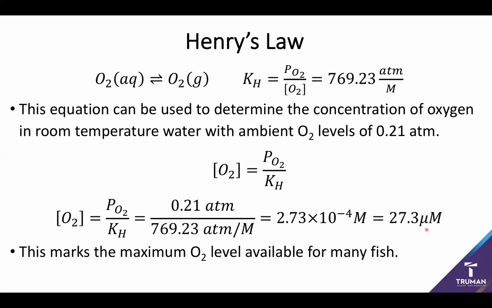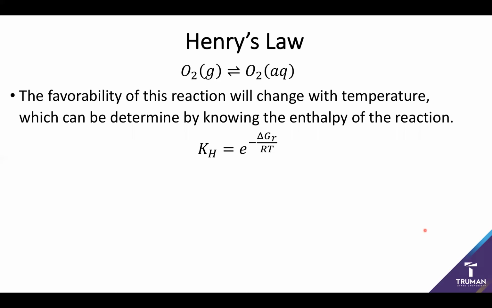However, some fish need more and some fish need less oxygen than this mark. One of the reasons why is that the favorability of how much oxygen I can get into water changes with temperature. We can determine exactly how much it changes with temperature by, not too surprisingly, knowing the enthalpy of reaction, because as we saw last time, enthalpy will control favorability with temperature. And we can depict this mathematically by starting with our Henry's constant.